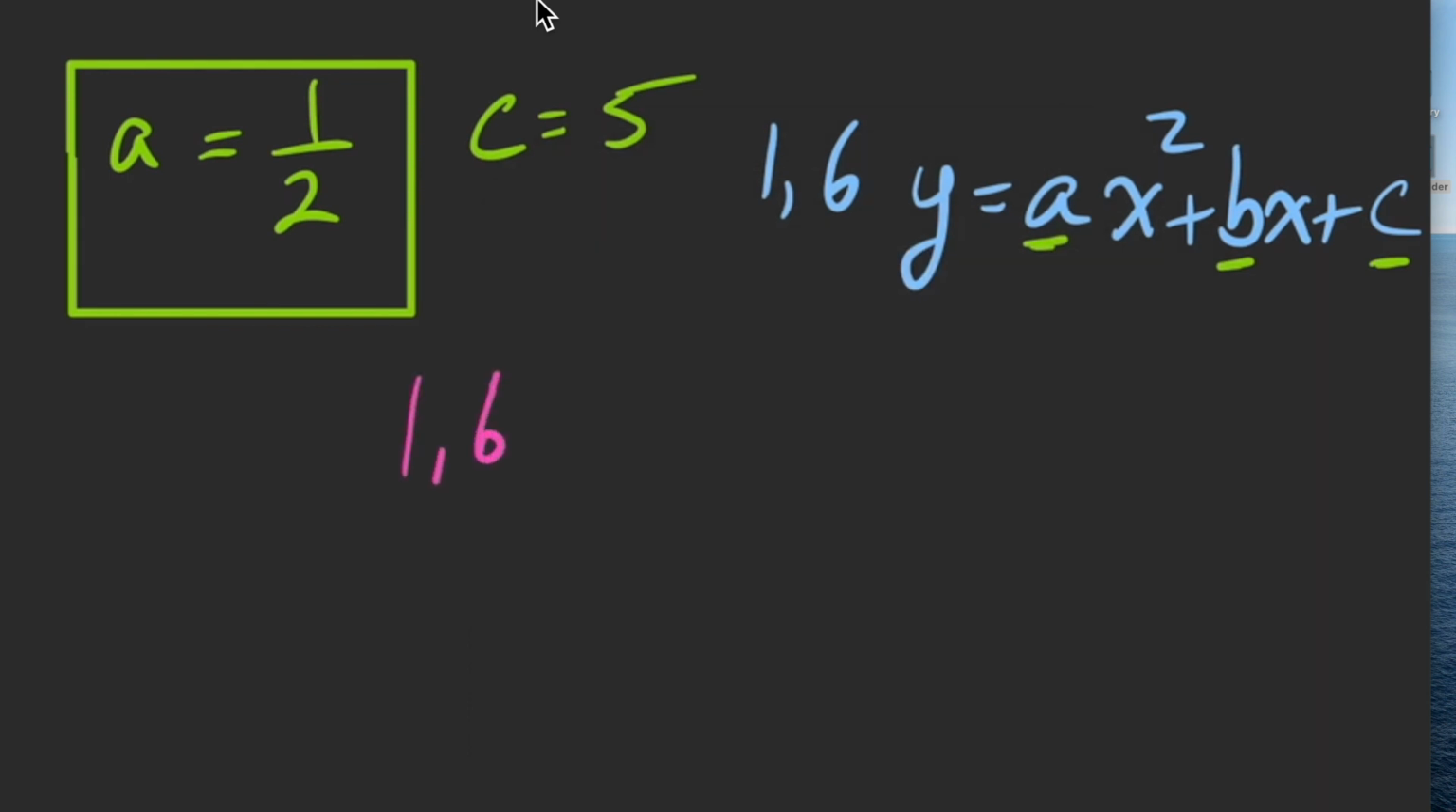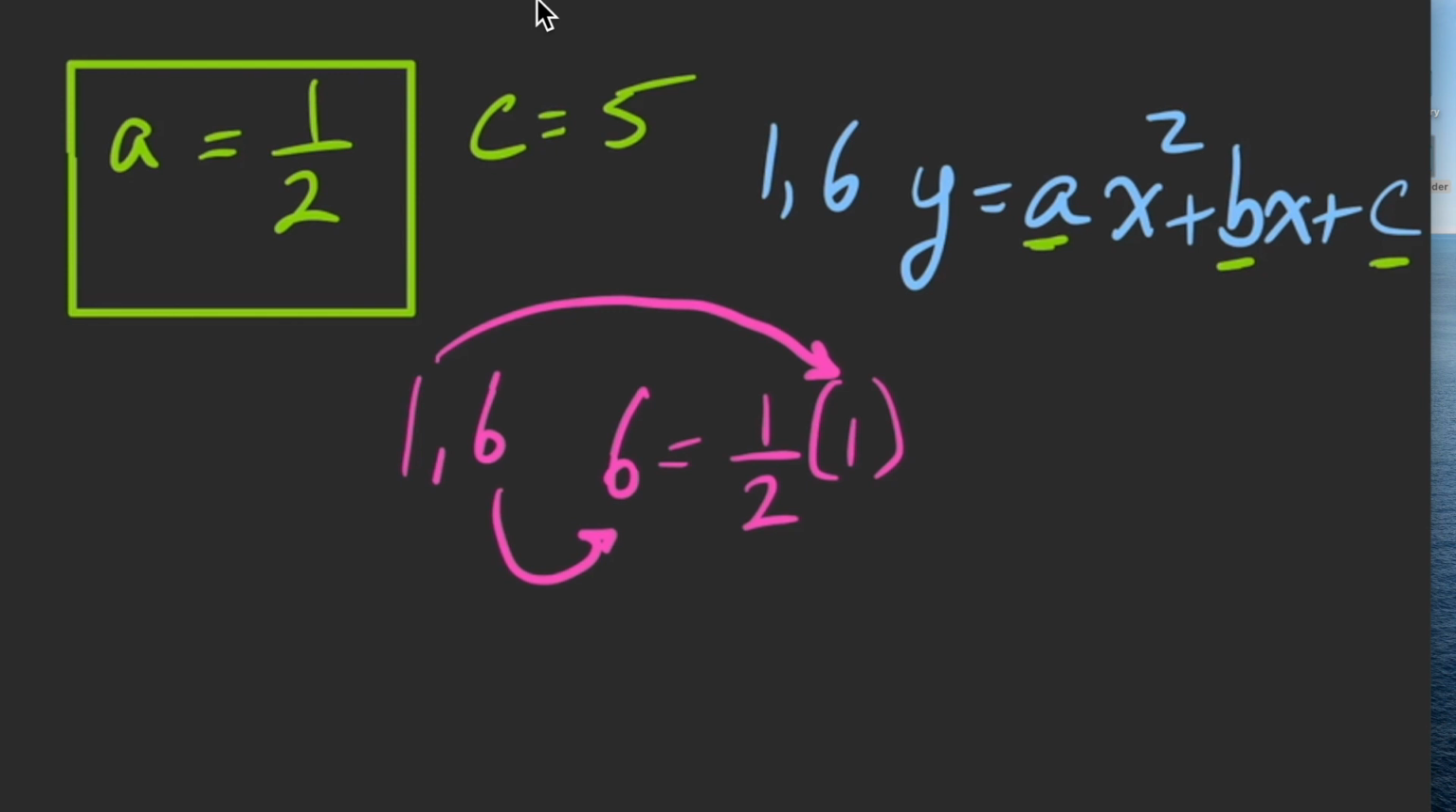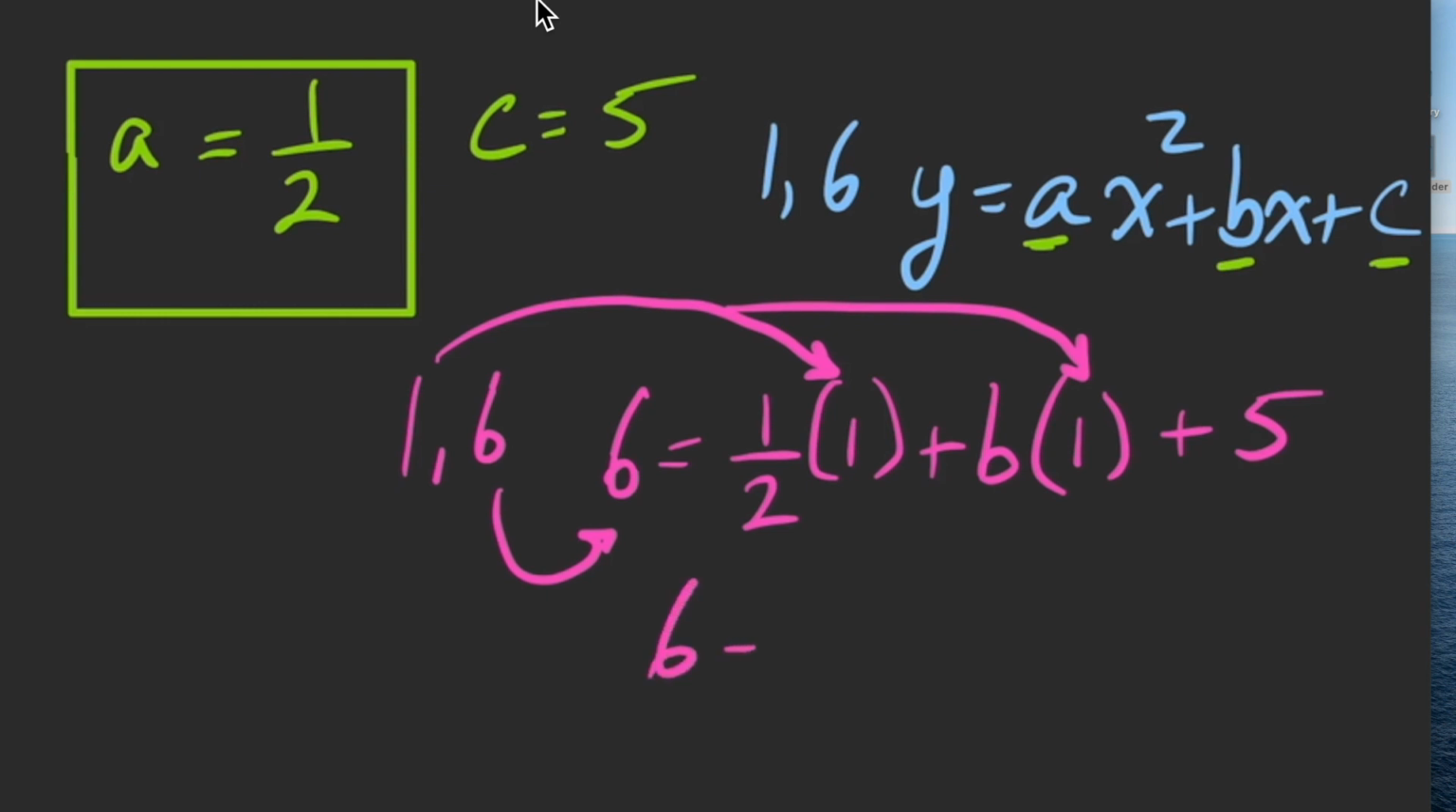We know that if we use the point 1, 6 from the table, that point is on the function. We're going to set 6 equal to our a value, which is 1/2, times x squared, which from this point is 1. So in other words, I'm plugging in 1 for x and 6 for y, plus b, which we don't know, times 1. Same thing, we're plugging in x equals 1, plus our c value, which we know to be 5. We're going to have 6 equals 1/2 plus b plus 5.